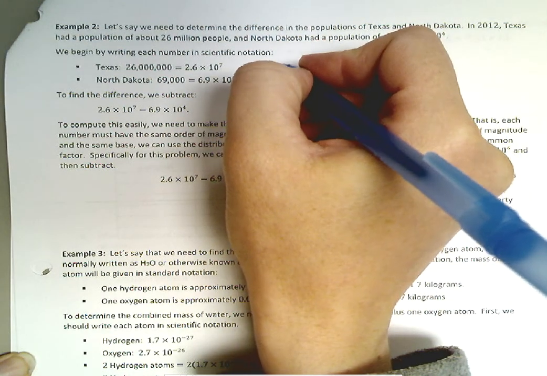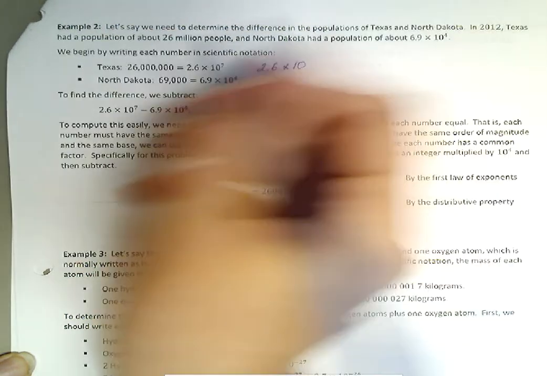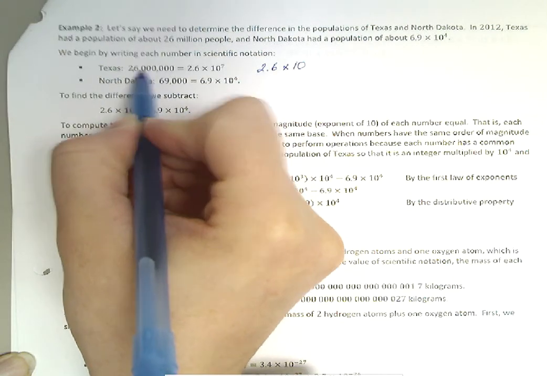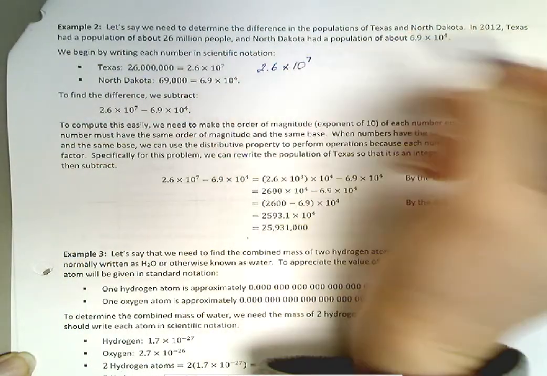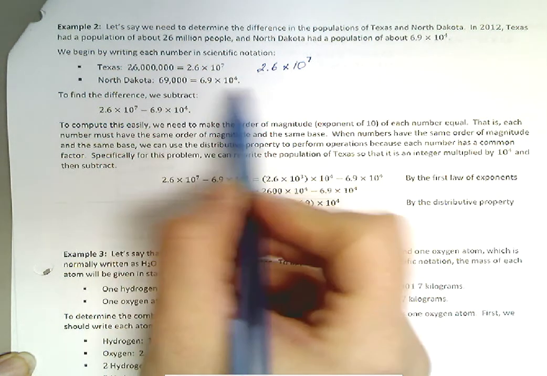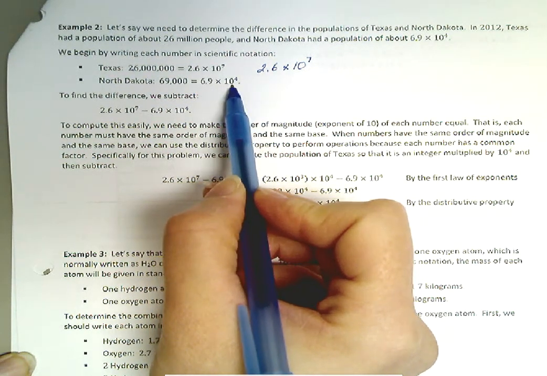And we are multiplying it by 10 to the power. So let's see how many digits I have after the decimal. 1, 2, 3, 4, 5, 6, 7. So it's 10 to the 7th power. North Dakota already has our scientific notation, which is 6 and 9/10 times 10 to the 4th.